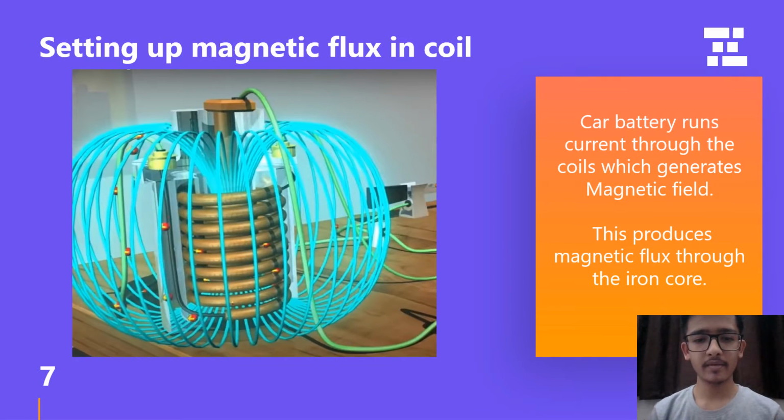So, setting up of magnetic flux in the coil. The car battery runs a current through a coil, which is called the primary coil of the ignition coil. This primary coil generates some magnetic field around itself, and there is an iron core at the center of it, which magnetizes the iron core. And the secondary coil is also wound around the same iron core, and thus the flux is generated through both of the coils. The car battery is the main source of energy in producing these sparks, and the car battery is then recharged through dynamos attached at the wheels.